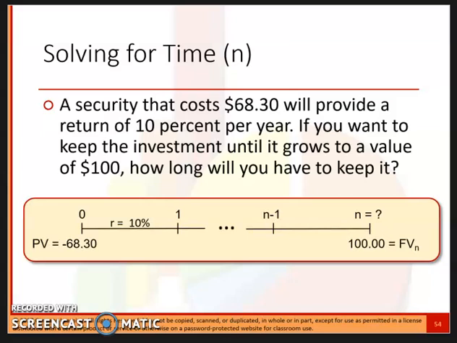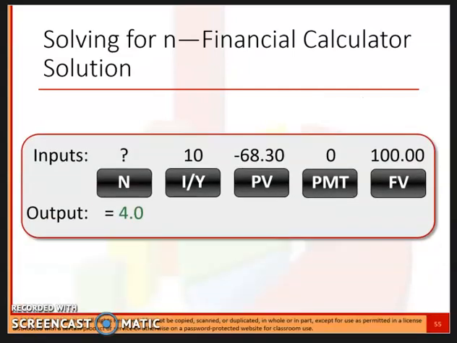So $68.30 is a negative. It's an outflow. Our required rate of return is 10%. Future value is $100. So on our calculator, the interest rate is 10, I/Y. The $68.30 is out of pocket, that's a negative, that's our PV. Zero payment, $100 future value. And we just hit compute N, and we get 4. So that's 4 years. It would take us 4 years for our $68.30 to grow to $100.